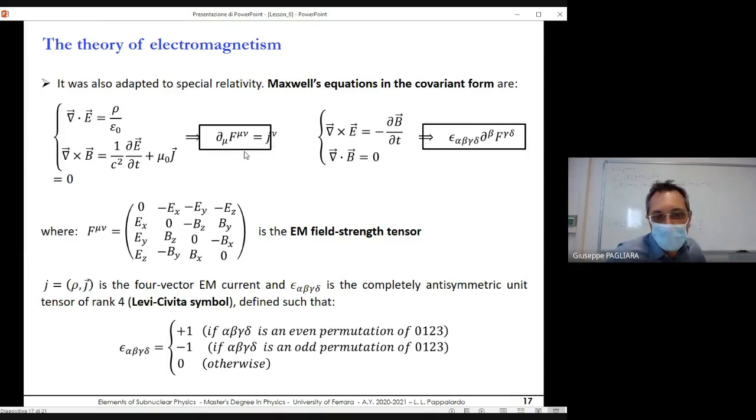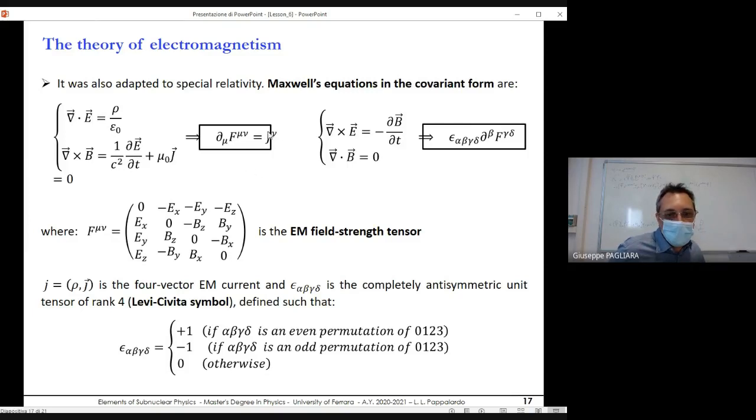In this way, the two non-homogeneous Maxwell equations in covariant form become this, in this very compact notation, and the two homogeneous ones can be written this way, where this F mu nu is the electromagnetic field strength tensor, which is given in terms of the components of the electric field and the magnetic field. I think you know this already.